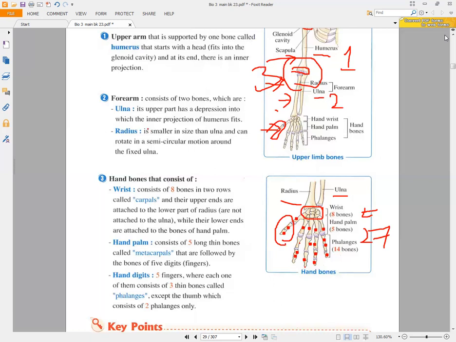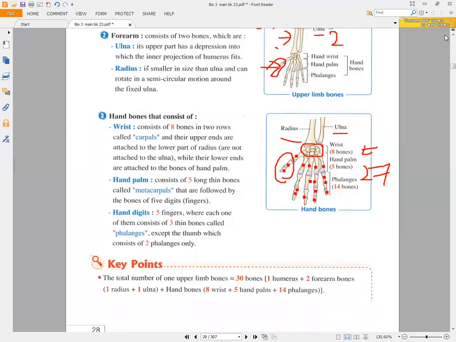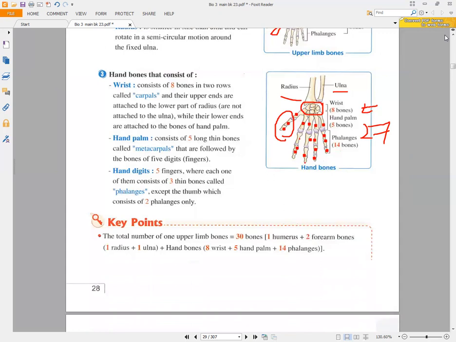But if I ask you about the total number of bones present in one upper limb, we will have one bone in the upper arm, 2 bones in the forearm, and 27 bones that form the hand bones, okay? So the total number in one upper limb is 30 bones, okay?